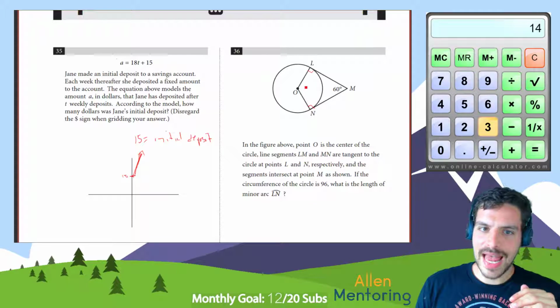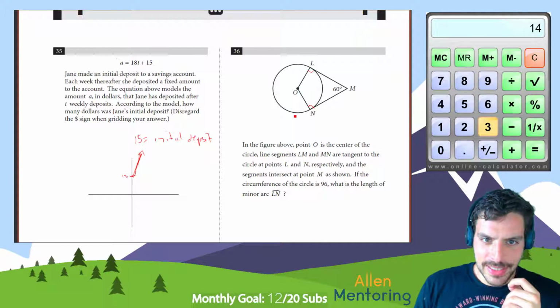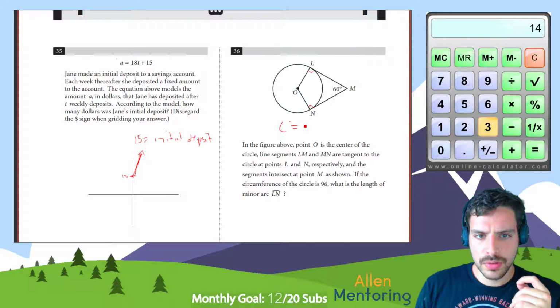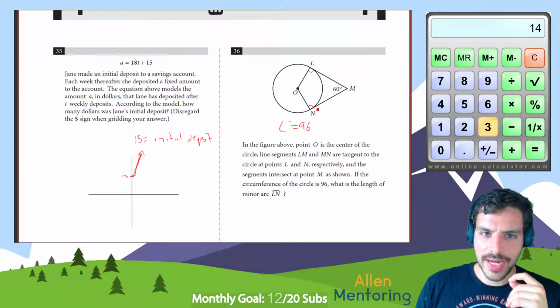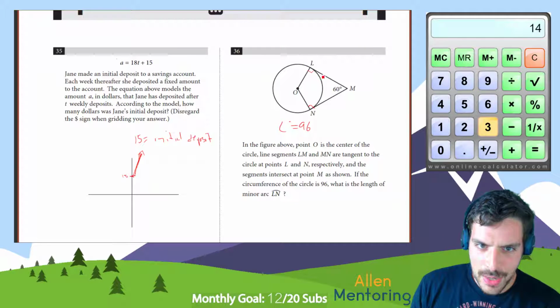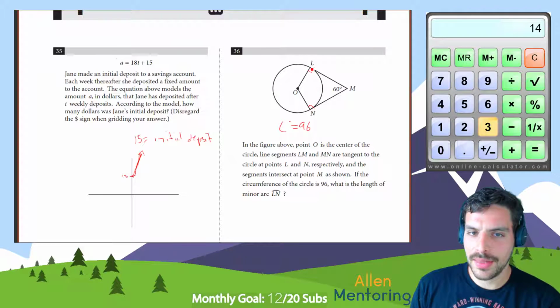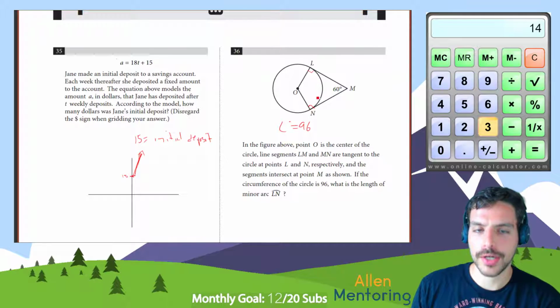with the radius at that point. Right, the radius is here, the radius is here, it's 90 degrees. If the circumference of the circle is 96, all right, so the circumference is equal to 96. What is the length of this minor arc, LN? Okay. So in order for us to find out what the minor arc length is, we need to find out what is the measure in degrees, right? How many degrees is this minor arc?